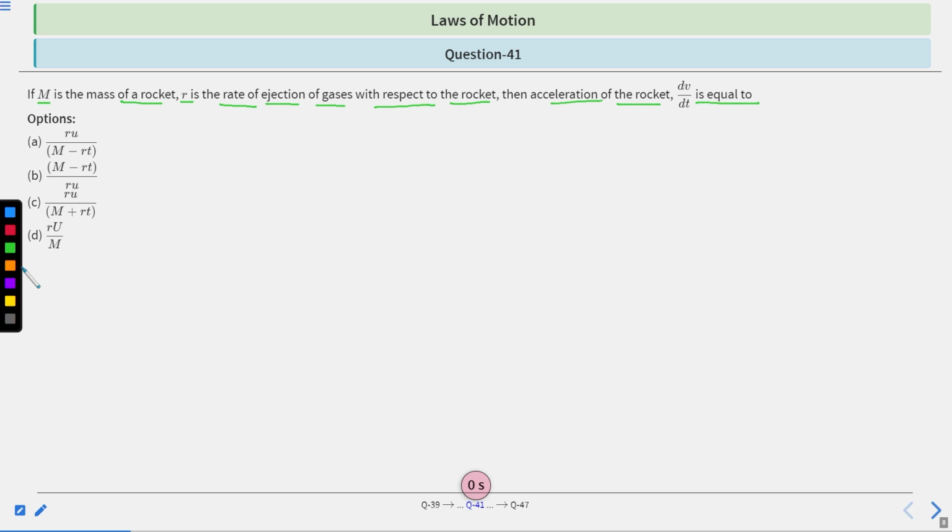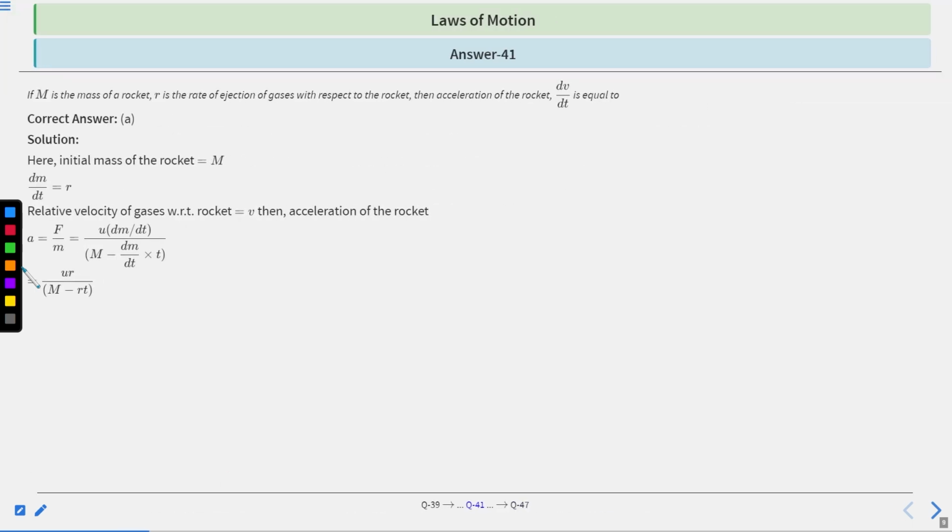Let's find a solution. So here, the initial mass of the rocket is m. Clear? And dm/dt is equal to r. Clear? The relative velocity of gases with respect to the rocket is equal to v.